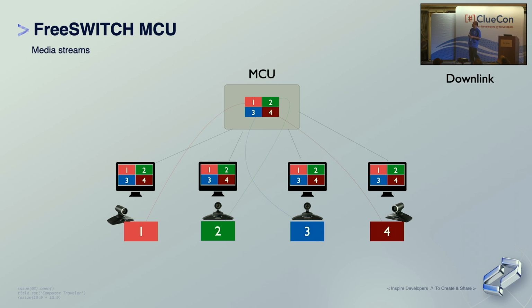So FreeSWITCH is an MCU. As you can see, there are 4 cameras. They capture 4 different videos and send them to FreeSWITCH. FreeSWITCH will decode and scale them and reconstruct them into one video, one picture, then encode it and send it to everyone. So every client sees the same view of the picture.